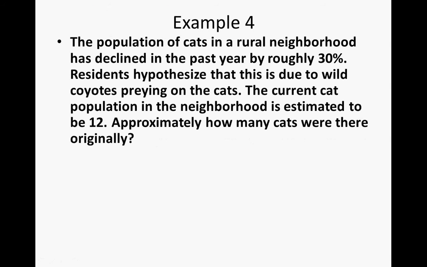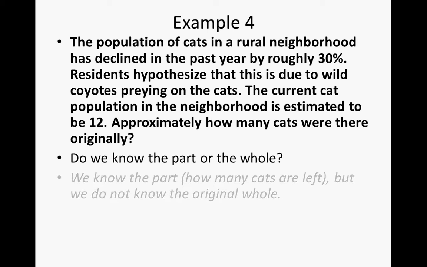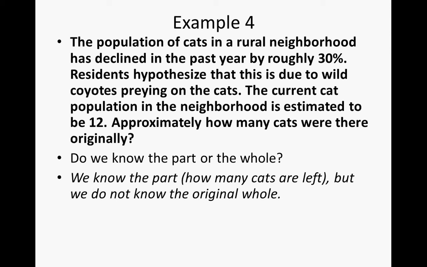All right, example 4. The population of cats in a rural neighborhood has declined in the past year by roughly 30%. Residents hypothesize that this is due to wild coyotes preying on the cats. The current cat population in the neighborhood is estimated to be 12. Approximately how many cats were there originally? So, do we know the part, or do we know the whole? Well, we know the part, or how many cats are left, but we do not know the original whole.